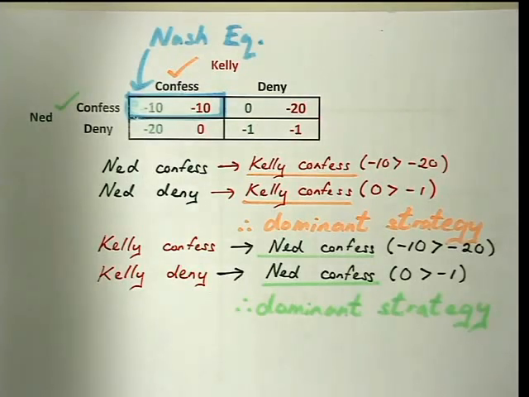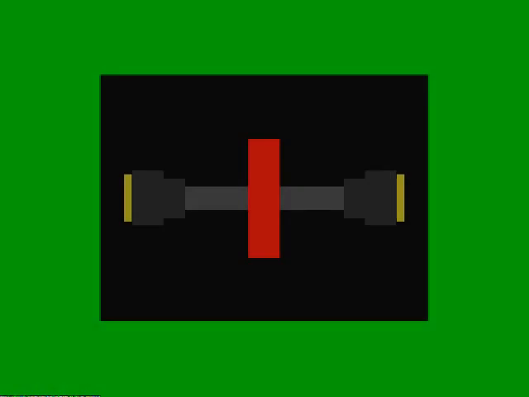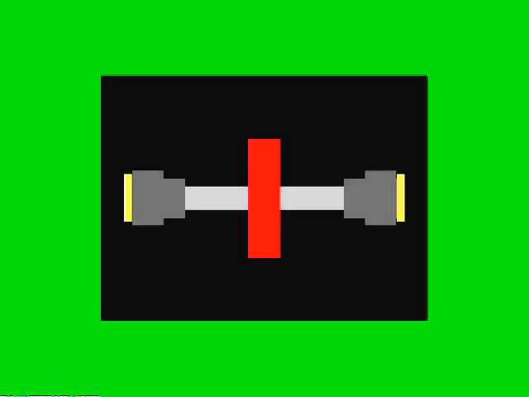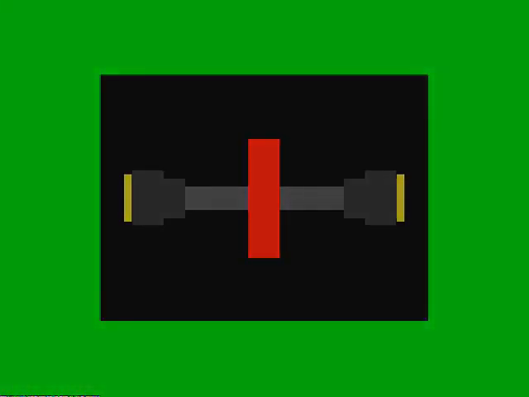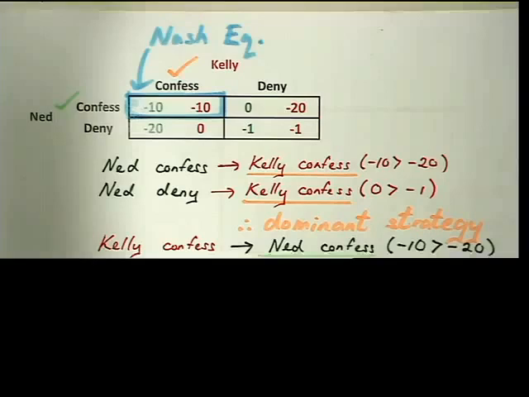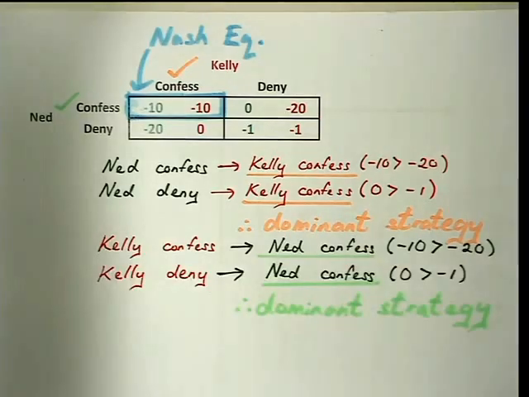A Nash equilibrium, technically defined, would be each player chooses their best strategy given what the other player has already chosen, and neither has an incentive to change their move. Each player chooses the best strategy given what the other player has already chosen, and neither player has an incentive to change their move.